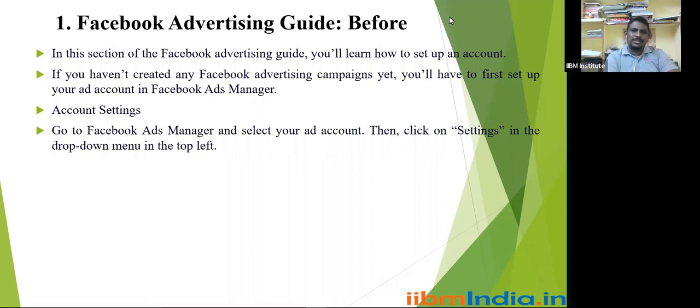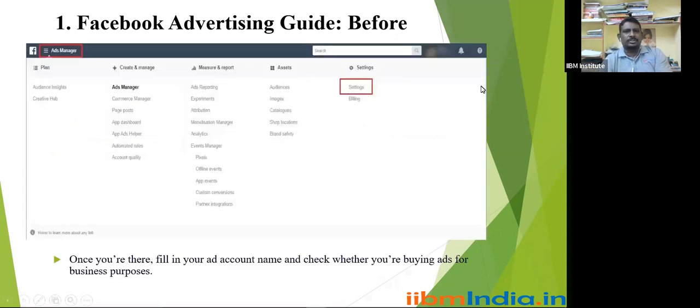So my dear students, where is Facebook Ads Manager? Go to account setting and you will find this Ads Manager. Then select your ad account and click on setting in the drop down menu in the top left. So now if you ask me how it looks, this is how it looks. Can you see this picture?